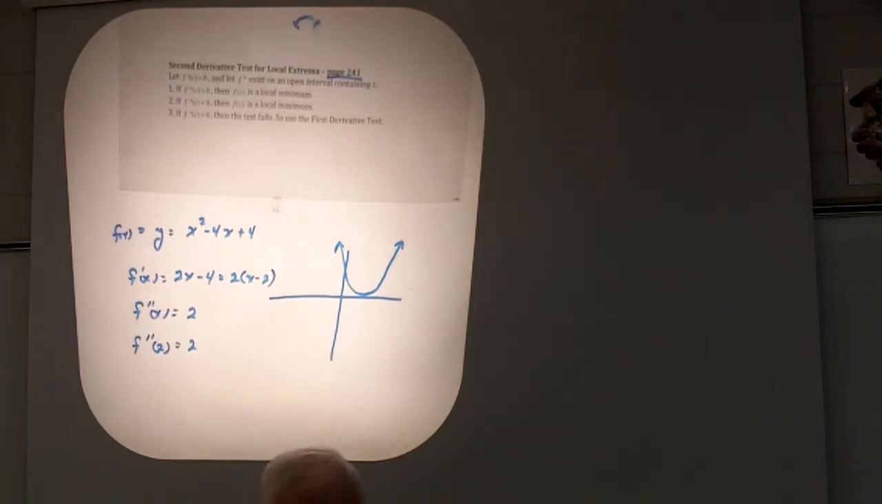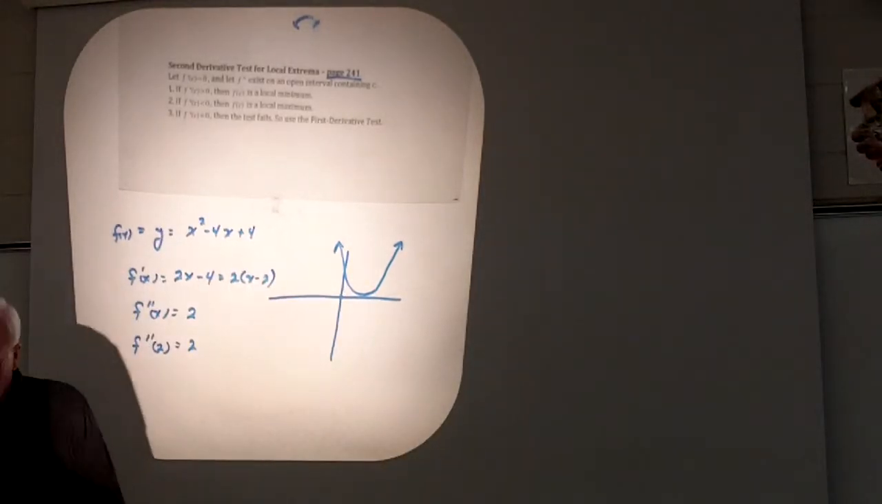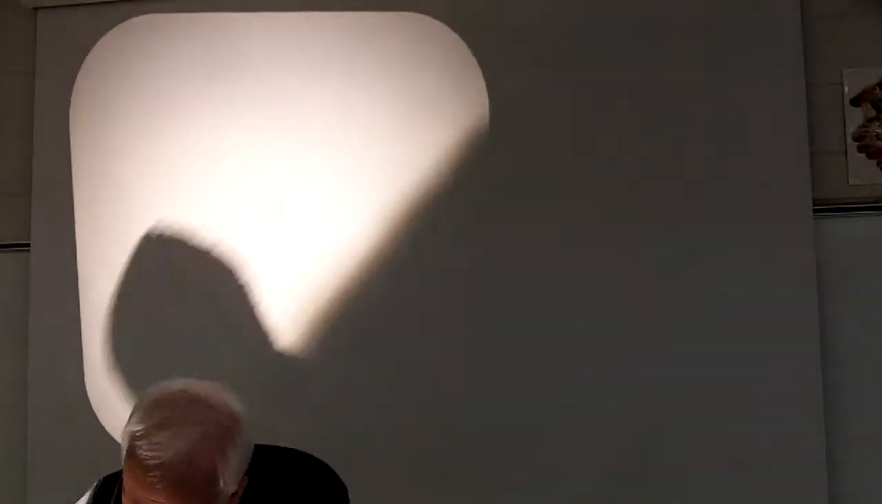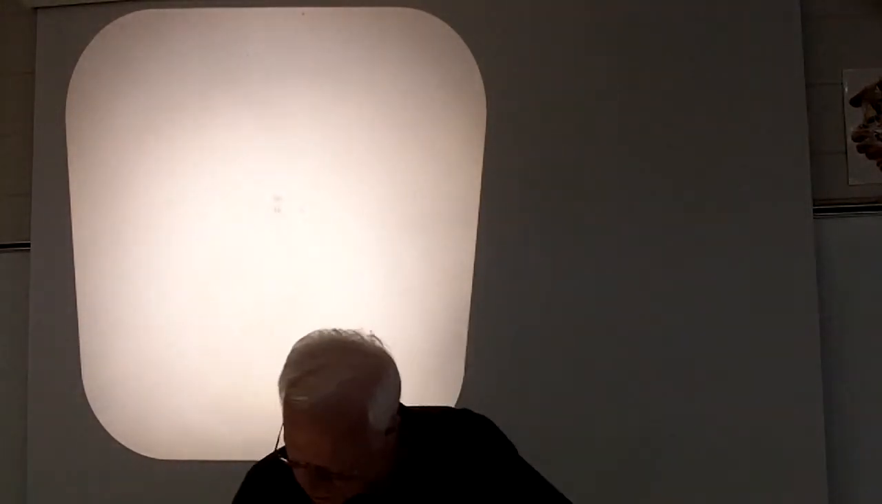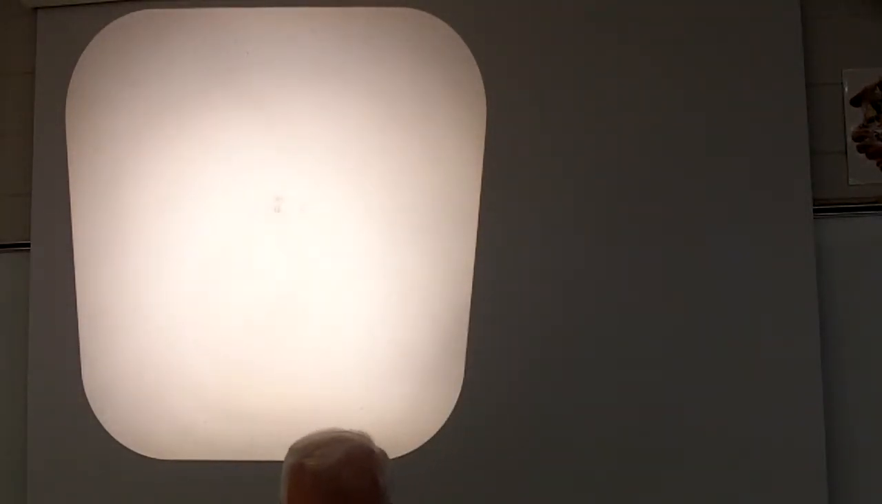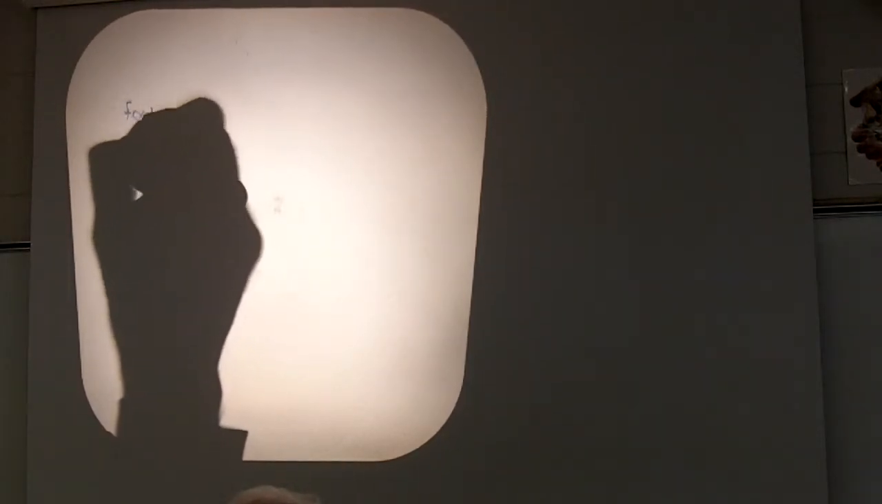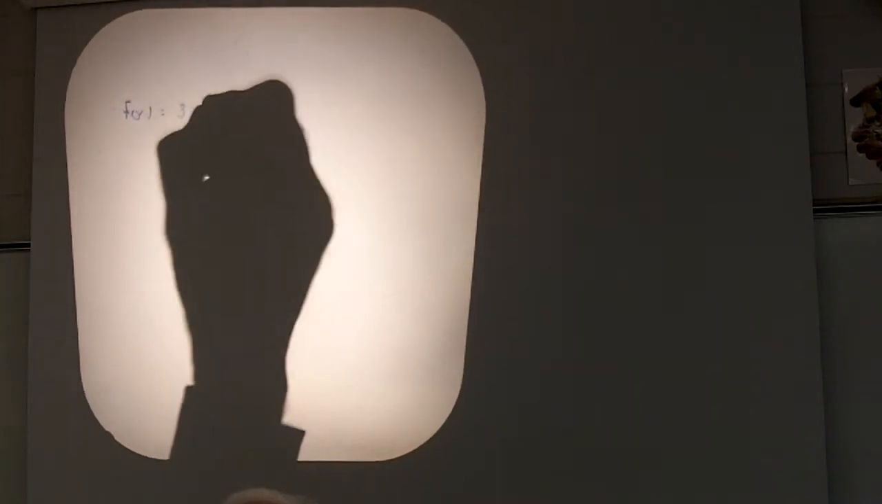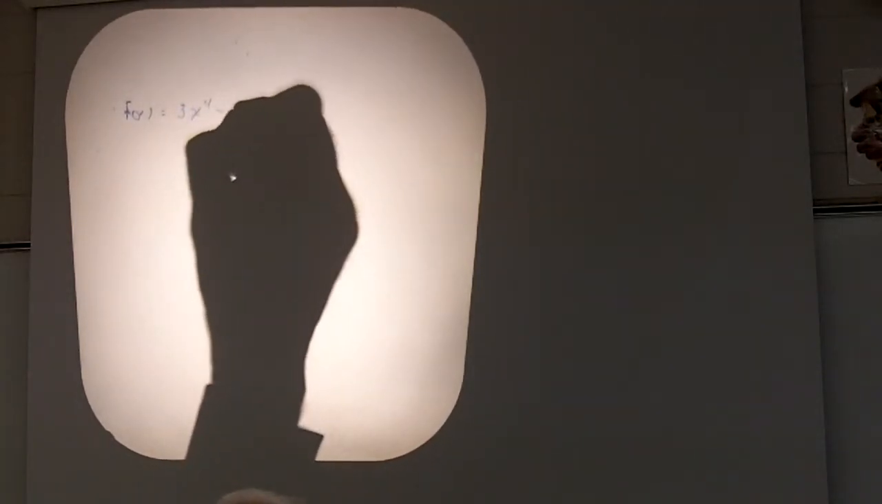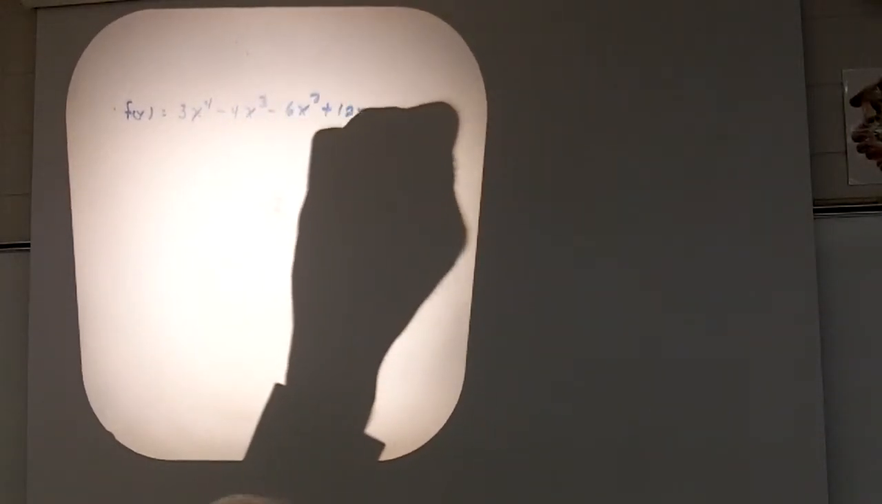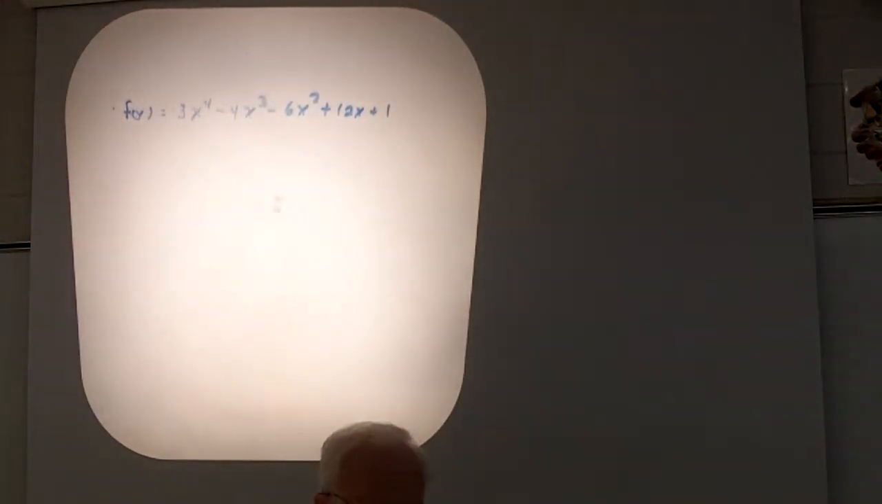Now I'll show you another one that's a little bit more work. I have a few problems for you to do, and I didn't choose terribly difficult ones to find the derivative of. Here's a fourth degree equation. Let's go f of x equals 3x to the 4th minus 4x cubed minus 6x squared plus 12x plus 1.